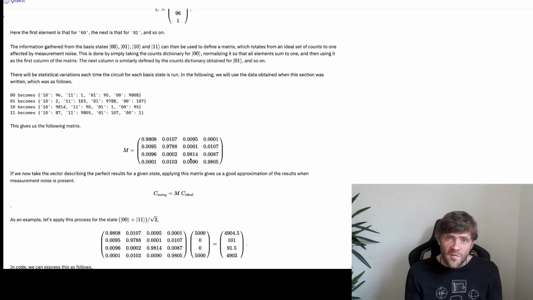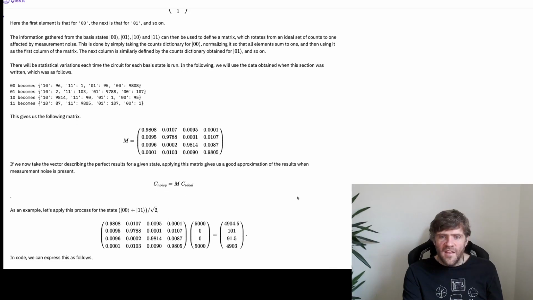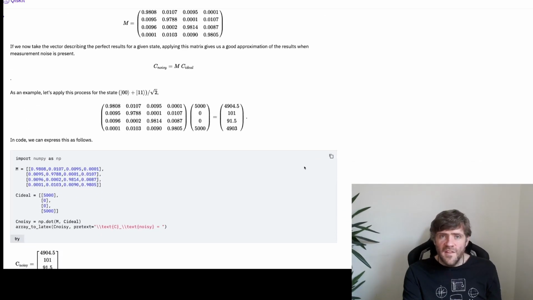We know what the output state should look like, and now we are looking at what it actually looks like given these measurement errors. We are taking that information, compiling those into column vectors, and using those as the vectors of a matrix. And that matrix can then be used to predict what we would get if we had some ideal results. What would the noisy results look like?